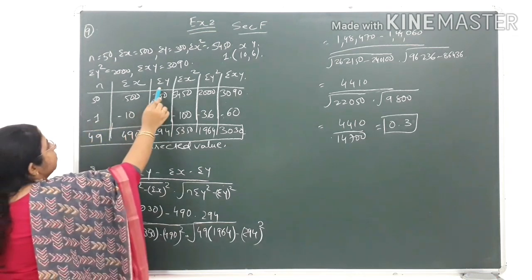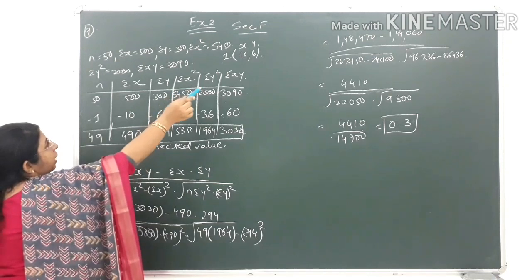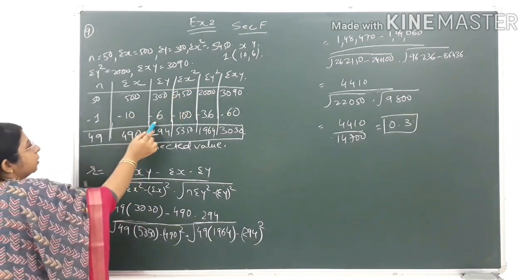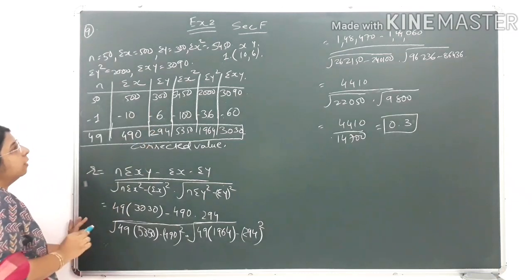In the same way, sigma y that is given to you 300, from that the mistake, that is 6, that you have to delete from here. So 300 minus 6, it would come to 294.